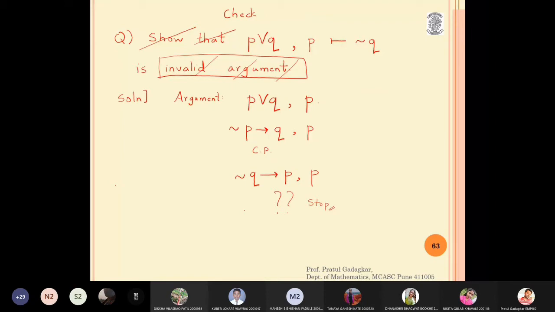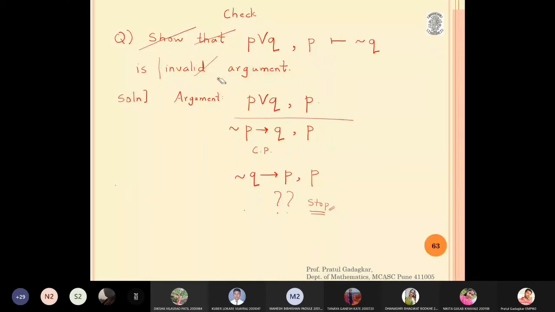So this means that these two simple premises are not giving you any confirmed conclusion. Rather, it is not giving you negation Q according to your laws, right? So now if I've stopped here, this means that I should go to my truth tables and check some calculations. So I will go to my truth table.